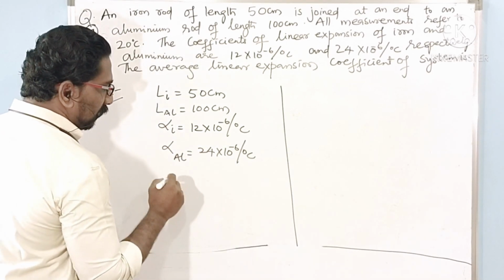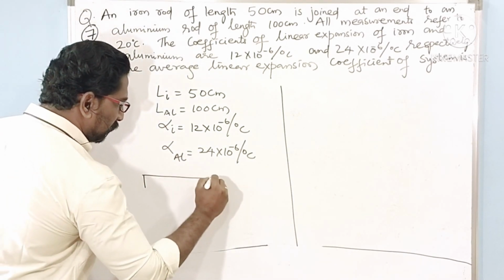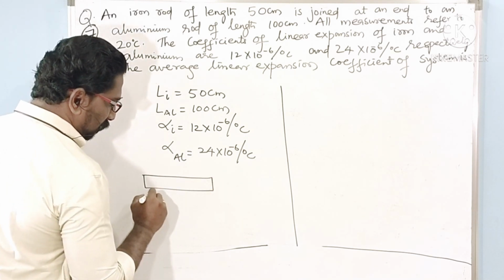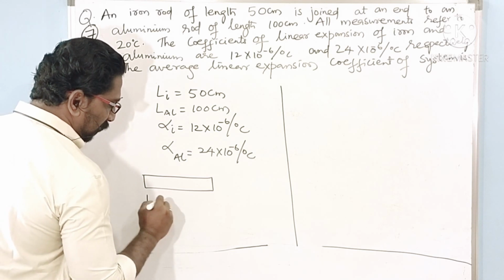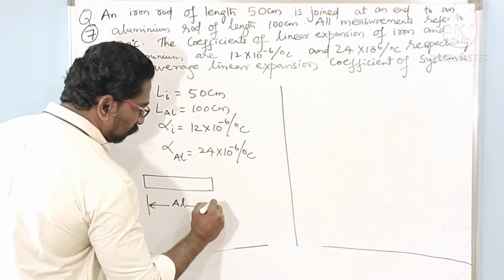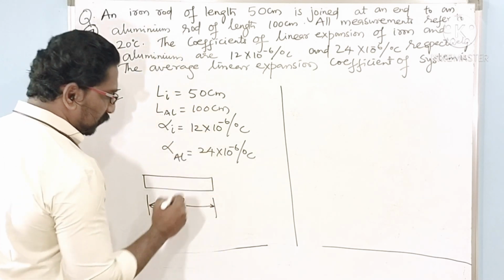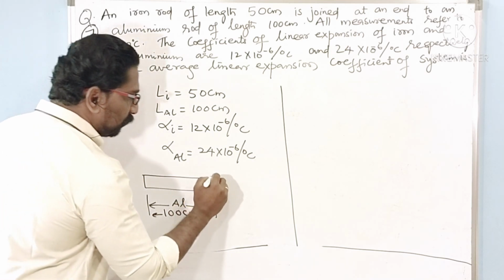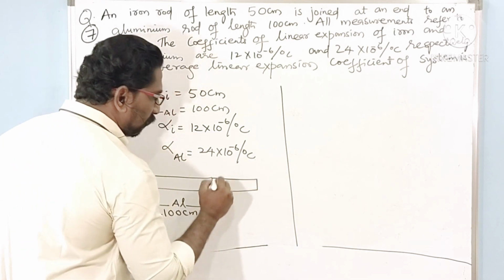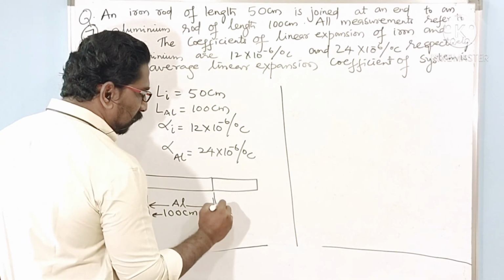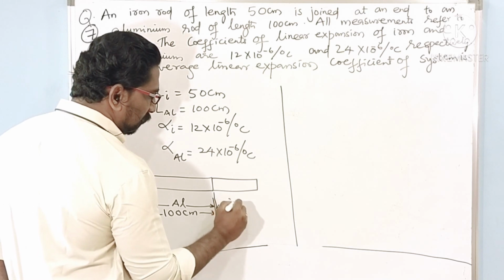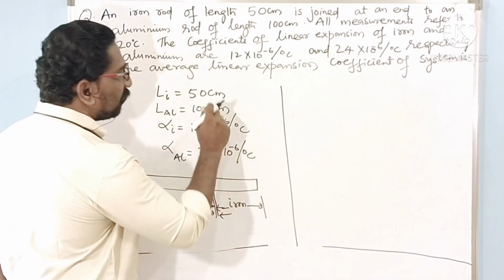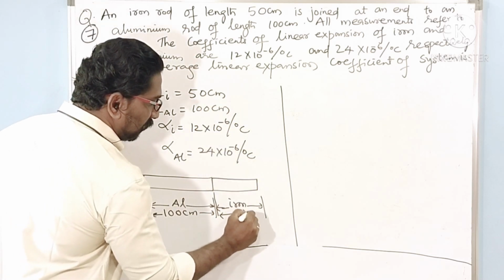Okay, see now, let me explain this one. Here there is first one rod, let me say it is of aluminum, and the length of this aluminum is 100 centimeter. To this aluminum, another rod is connected, that is the iron rod, and the length of this iron rod is 50 centimeter.